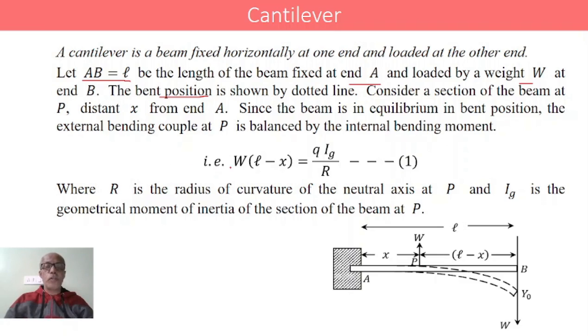That is, W into (L minus x) is equal to Q into Ig by R, where W is the load, L is the total length of the beam, x is the distance from the fixed end where this condition is satisfied, Q is the Young's modulus, Ig is the moment of inertia of the section at point P, and R is the radius of curvature of the neutral axis.